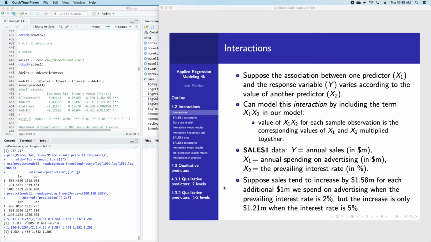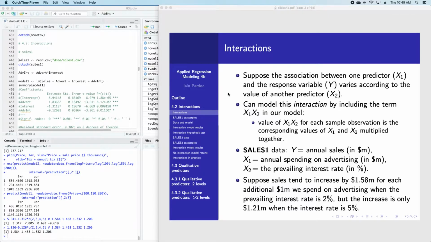In the last video, I talked about incorporating nonlinear relationships into multiple linear regression through the use of transformations. In this video, I'm going to talk about using interactions between predictor variables in the model. To motivate this, we're going to use an example where we can see everything that's going on in a scatter plot. We're going to have two predictor variables, and we're going to suppose that the association between one predictor and the response variable varies according to the value of another predictor.